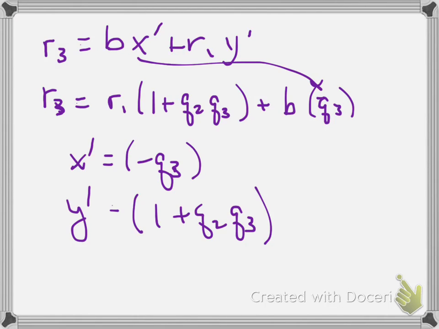Okay, awesome. Now when we go from there, it automatically falls out because what I do is I substitute in there. I go back to my original equation. I'm going to go back to B x prime, which is negative Q3.